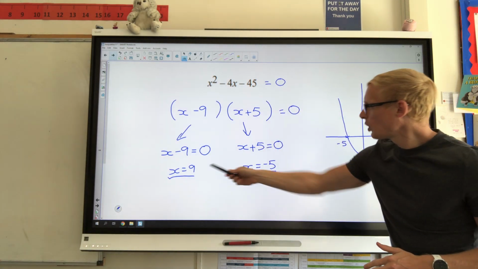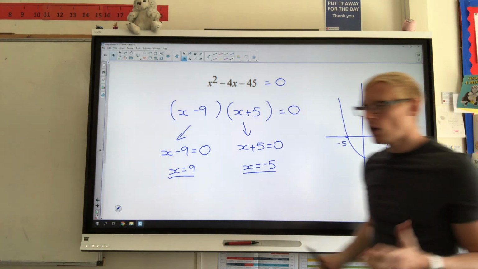So, factorise, solve, and then sketch. I'll look at another example.